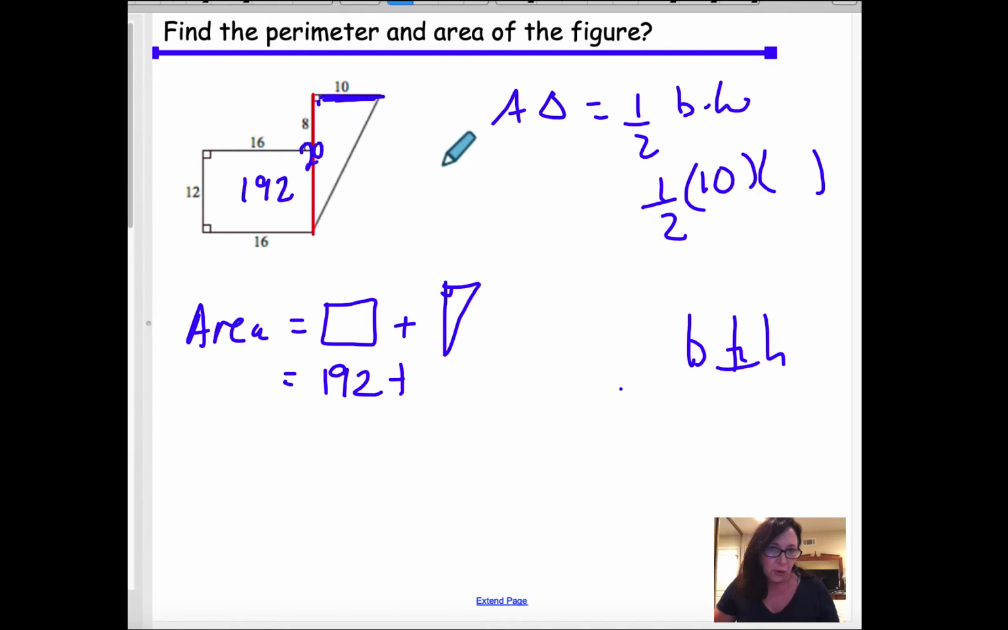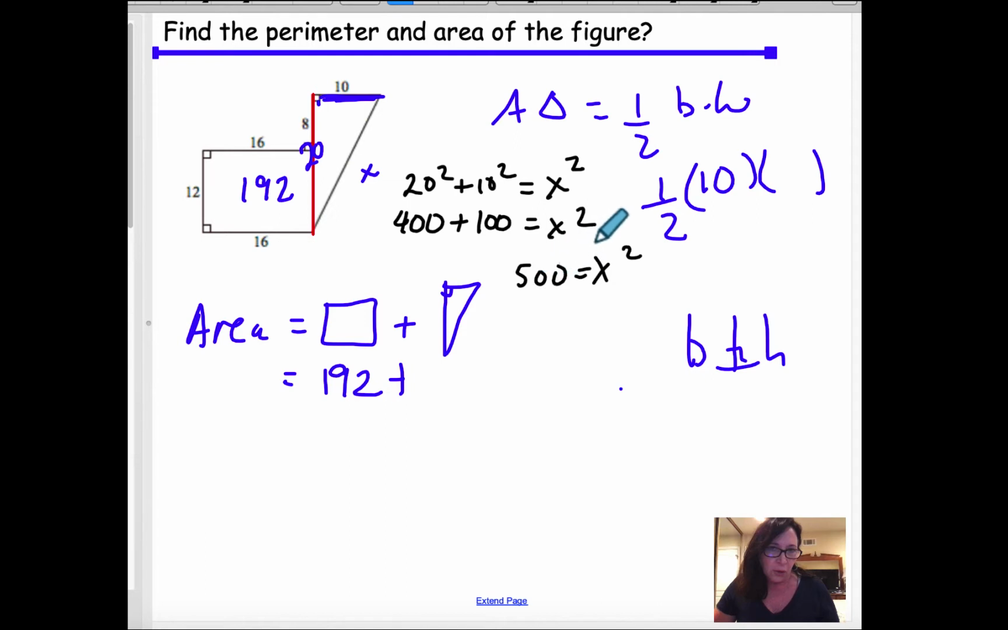So we're going to actually use the Pythagorean theorem to find the hypotenuse. So I'm going to go 20 squared plus 10 squared is equal to my hypotenuse squared. So I've got 400 plus 100 equals x squared, so x squared is going to equal 500. Actually, I don't need this length to find the area, but I'm going to use that because I do want it to find the perimeter when I get to it.